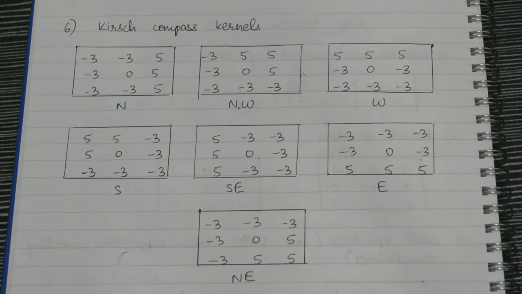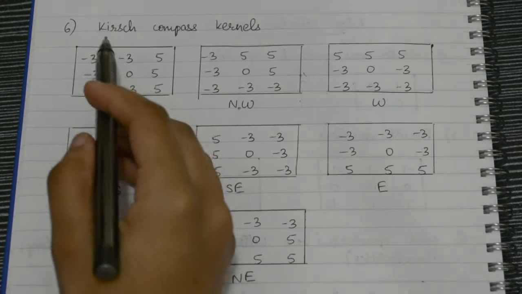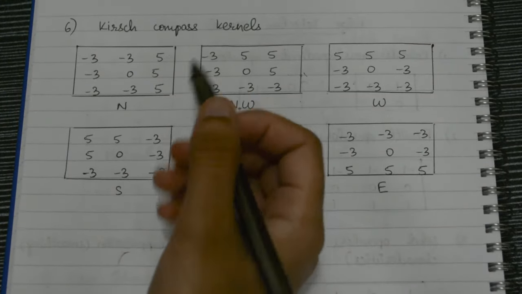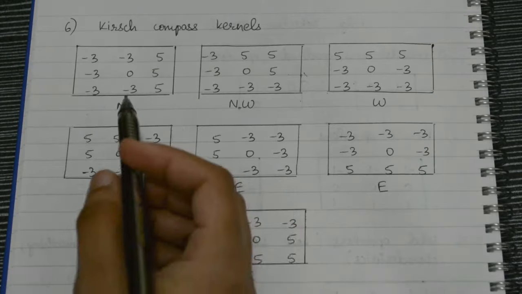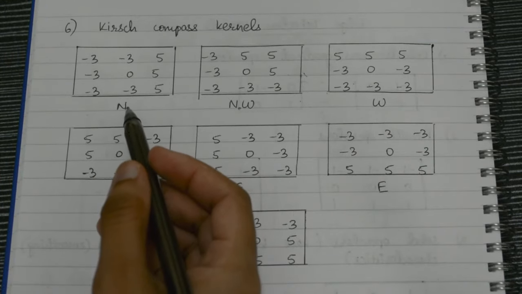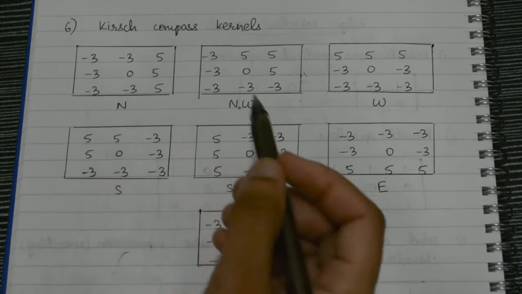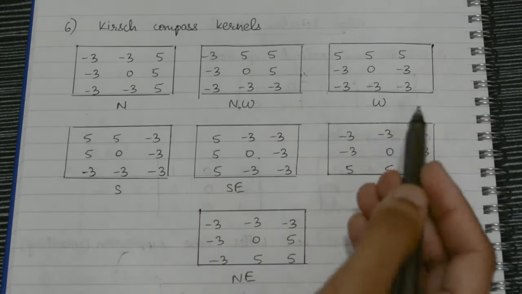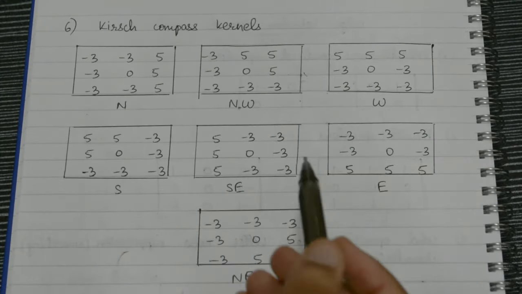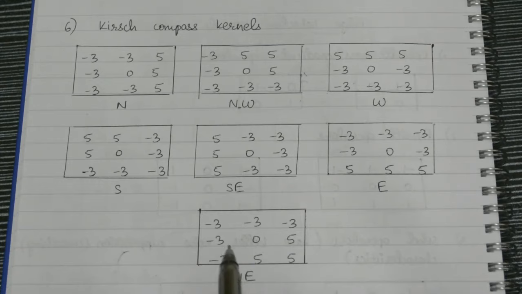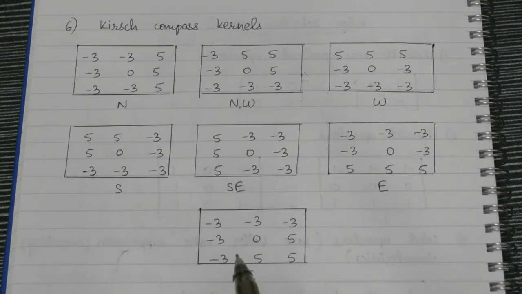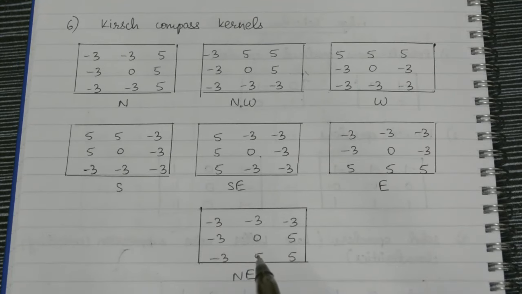Then the second type of kernels which we have are Kirsch compass kernels. In this, if we have to detect across the north direction, then this is the filter. For northwest, it is this. Then for west, southwest, south, southeast, east, and northeast. So just note down all of these filters. They are very useful for detection of edges across different directions.